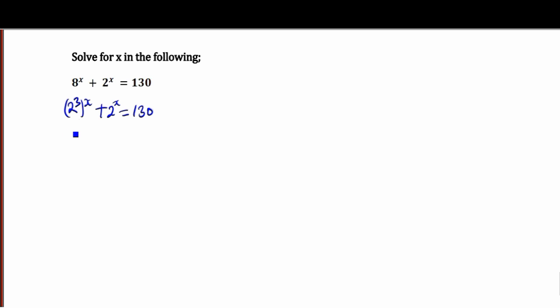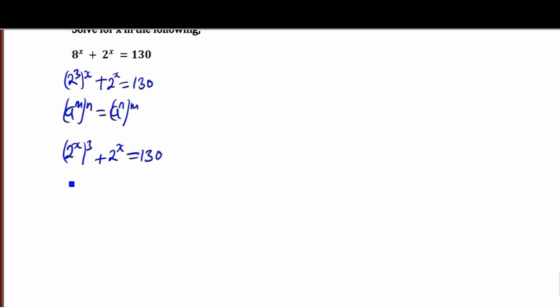And when you have a number like, if you have a power m, everything power n, this one is the same as a power n, everything power m. So 2 cubed power x, so 2 power 3 everything power x, can also be written as 2 power x power 3 plus 2 power x is equal to 130.